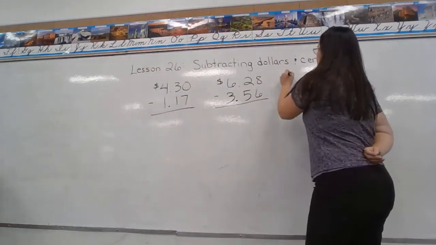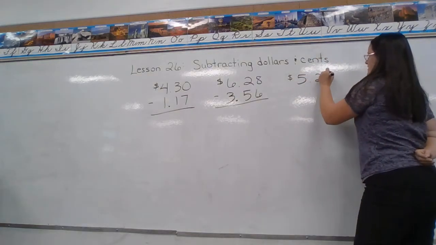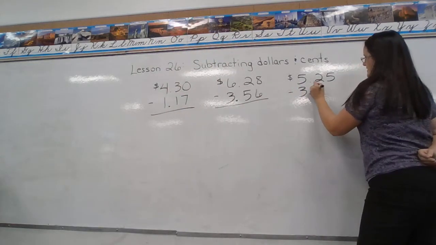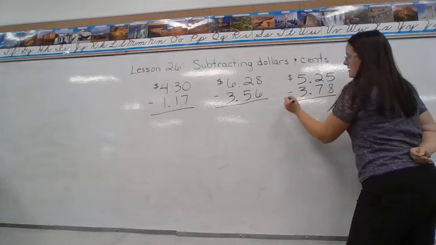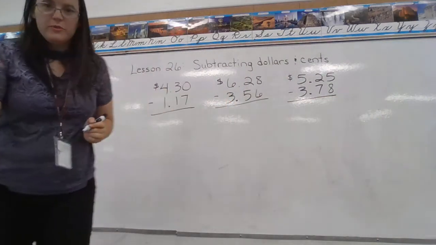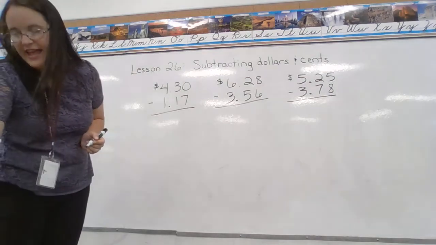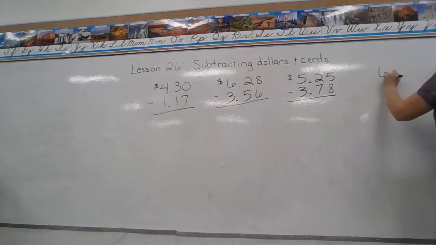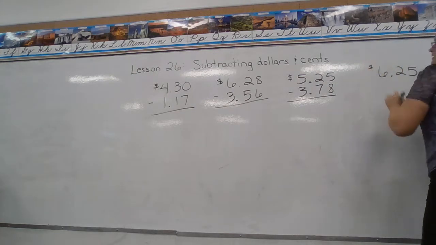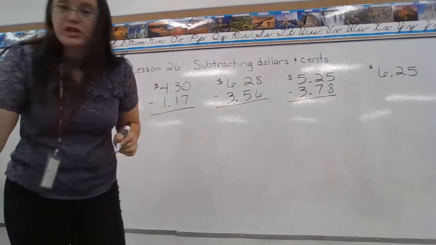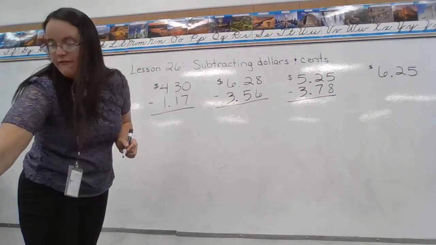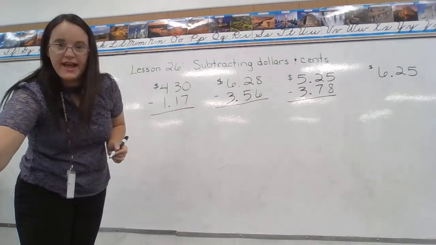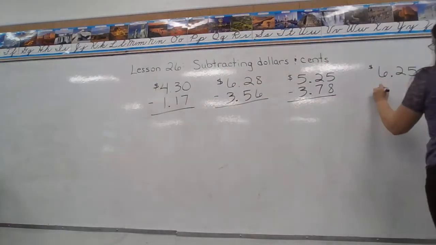Then we have $5.25 minus $3.78. And our final problem is a word problem. Karen had $6.25. Let's write that down. And she paid the taxi driver $4.50. Then how much money did Karen have? So $4.50.